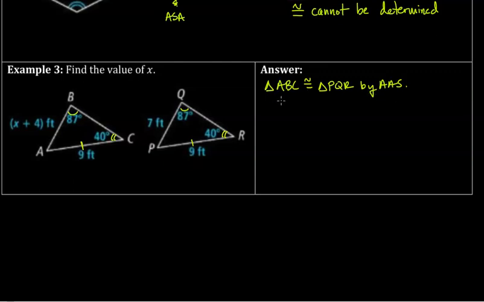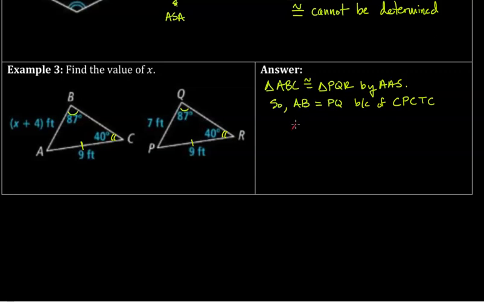If those triangles are congruent, then the length of AB, so the distance from A to B, must be equal to the distance from P to Q because of something we learned in a previous section. The corresponding parts of congruent triangles must be congruent. Segment AB and segment PQ are corresponding parts. They must be congruent according to CPCTC. So their distances must be equal.